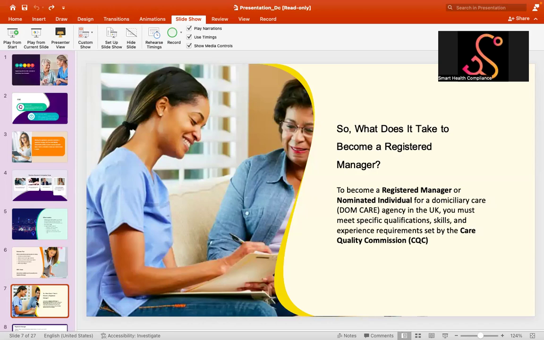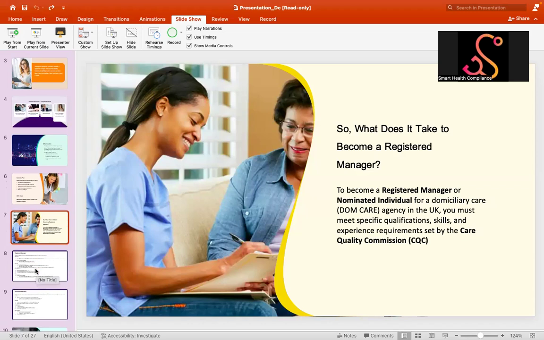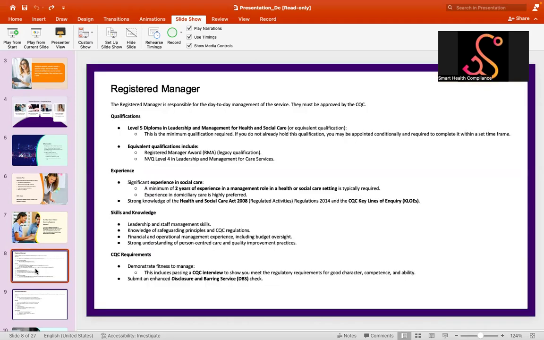So, to become a registered manager, you would need a few requirements. And I always get asked this question. I'll have a call and it'll be somebody who's thinking about opening up their own domiciliary service. And they ask me, okay, so what qualifications do I need? Can I start this myself? So let's go through some of the key requirements that the CQC would expect for you to have whilst doing your application and submitting it with your application also.